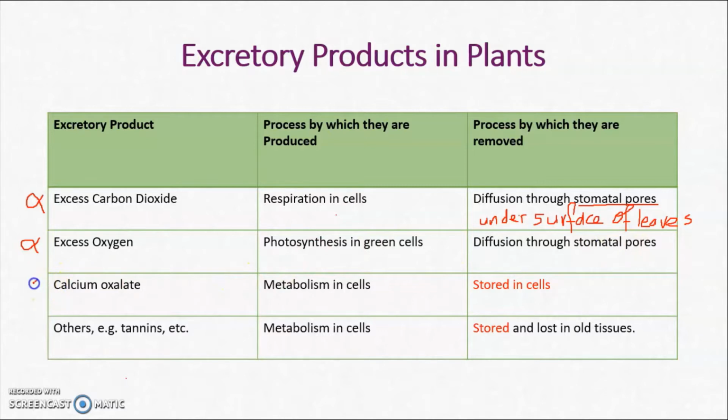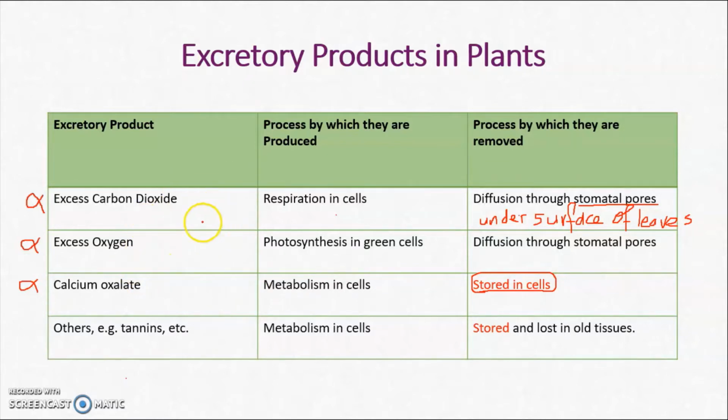Thirdly, we have calcium oxalate, and we will come to what that is exactly in a moment. It is produced by cellular metabolism, and it is stored in plant cells. As you will come to realize in future slides, plants tend to store most of their waste products.